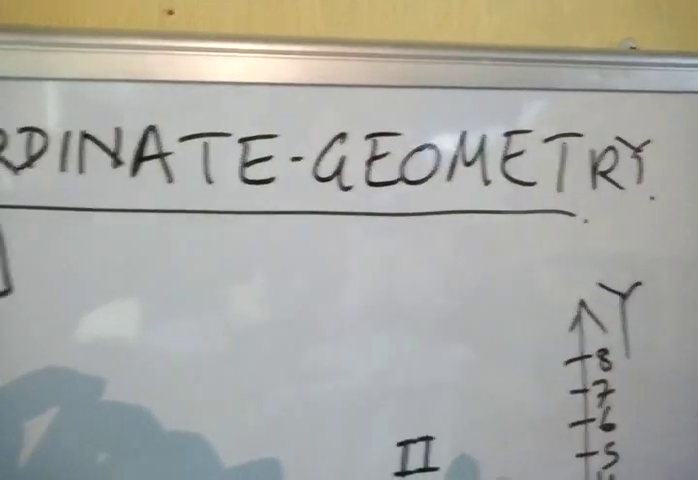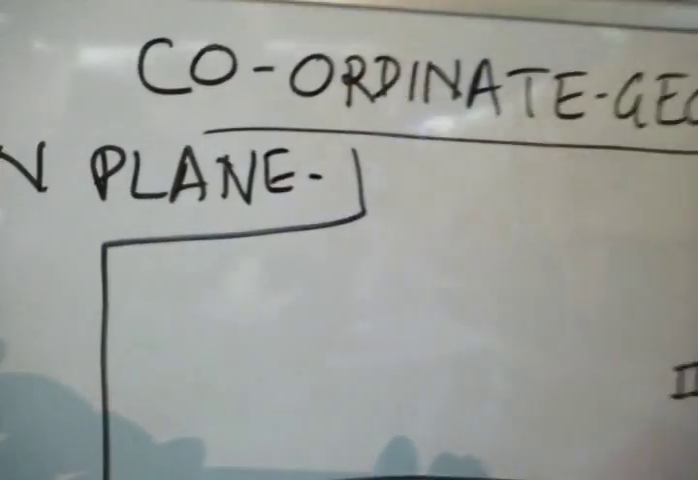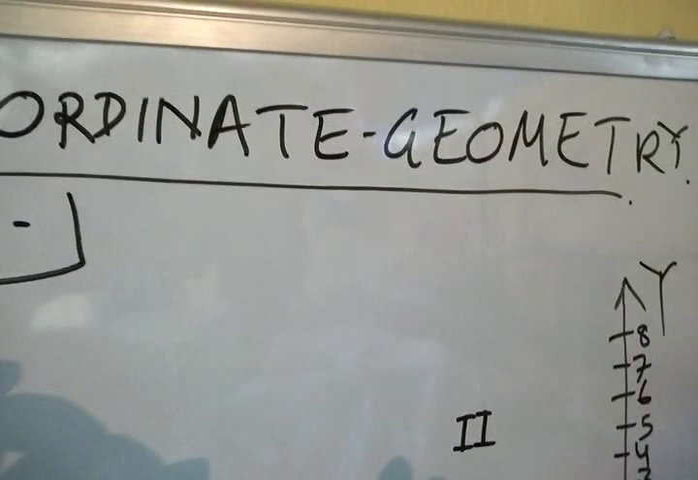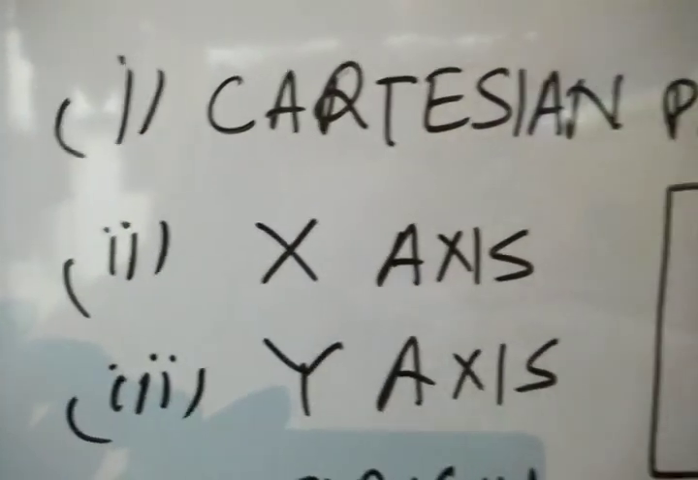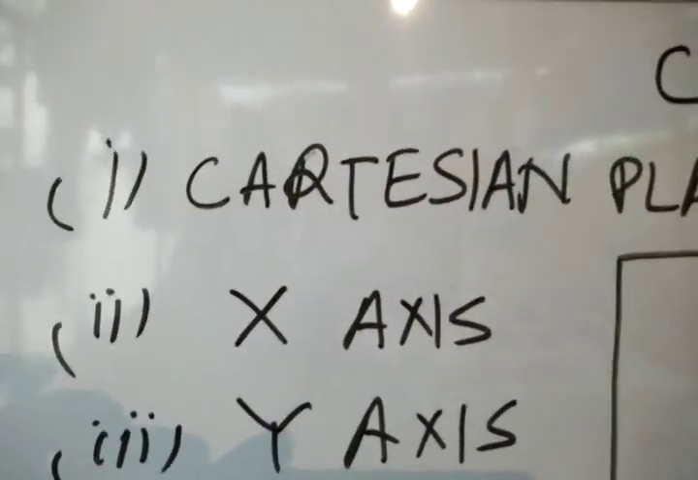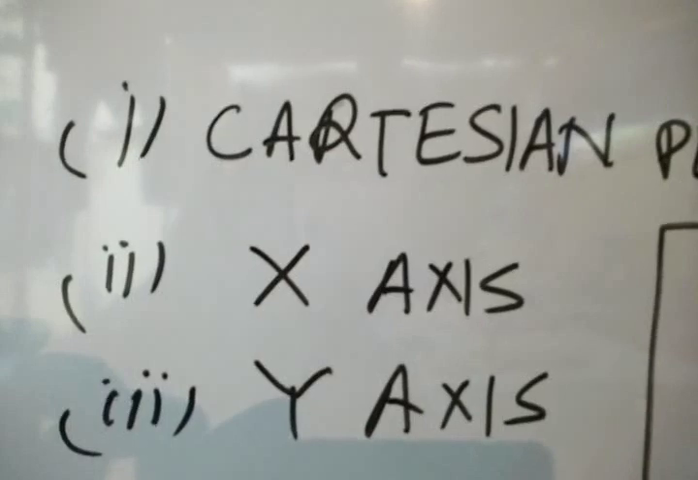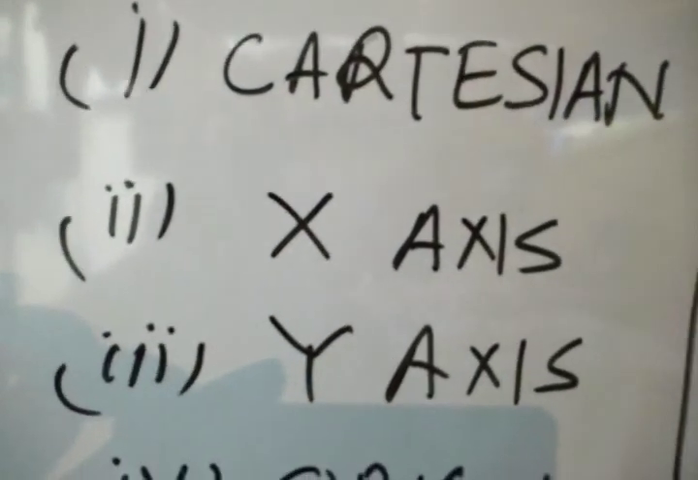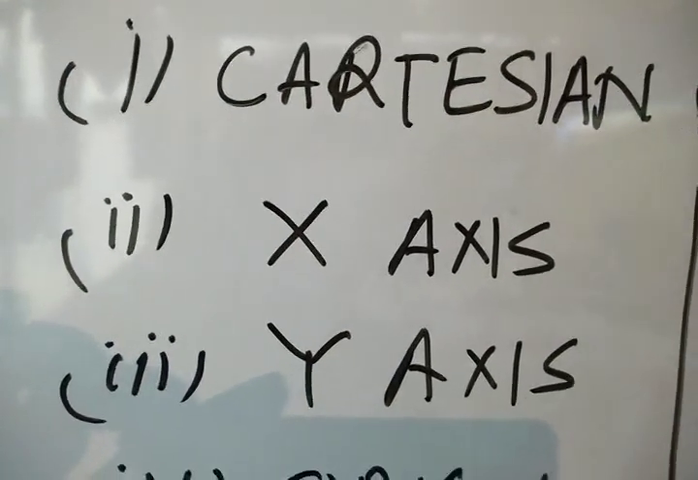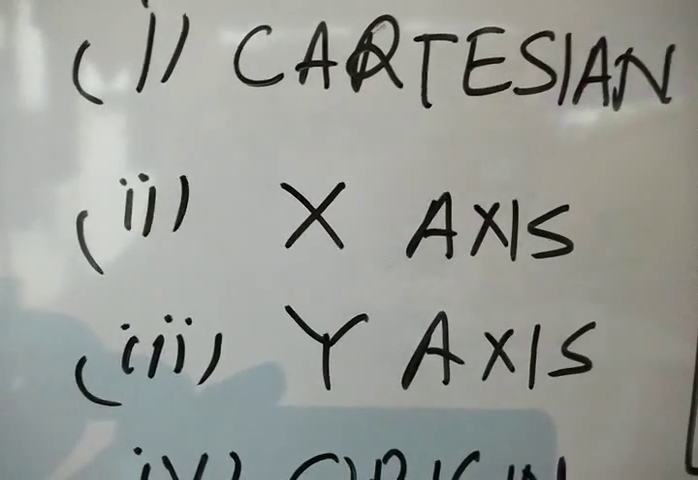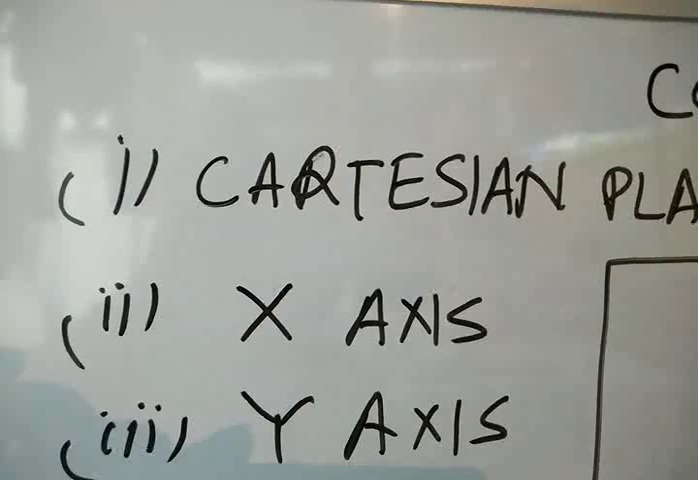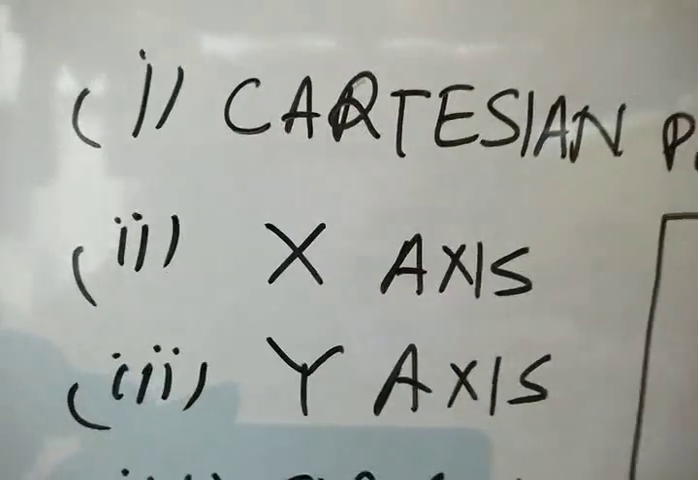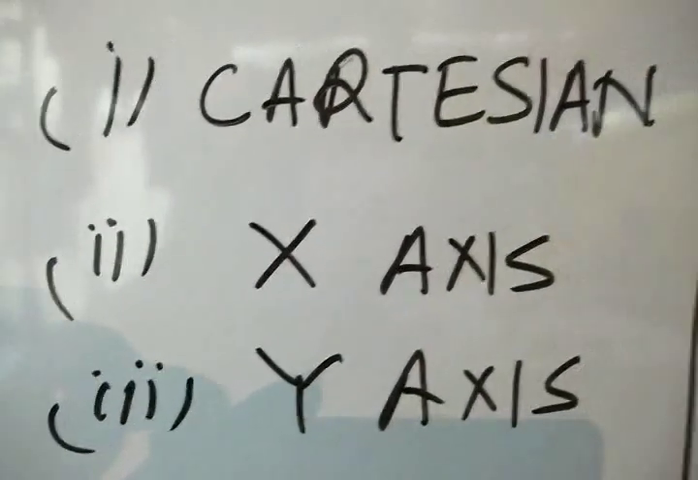Today we'll discuss coordinate geometry. Coordinate geometry is a new topic for you, but it is not at all new because you have read about this in class 8. In class 8 you had a chapter Introduction to Graph. It is just the same as coordinate geometry, but in that one you read about only positive signs.